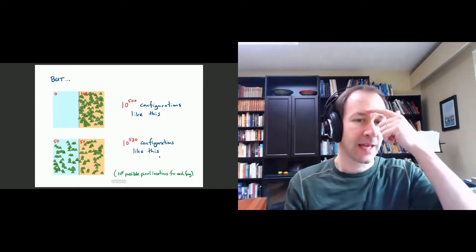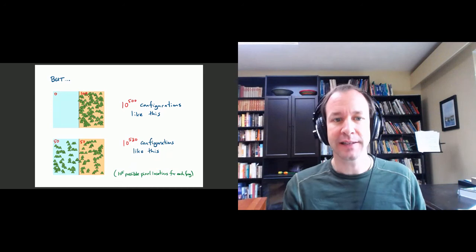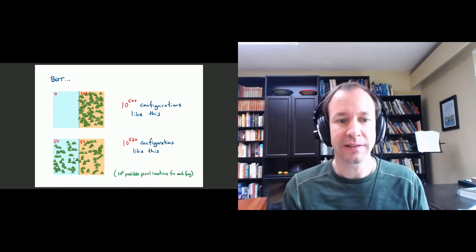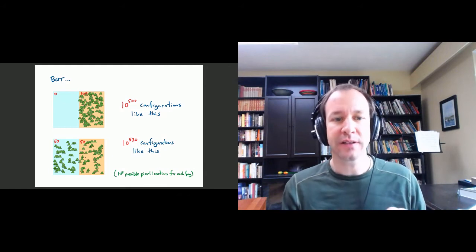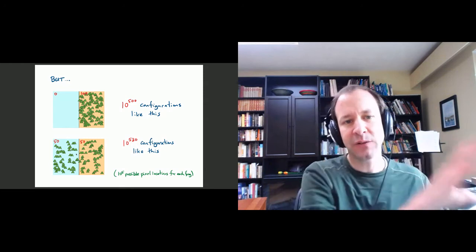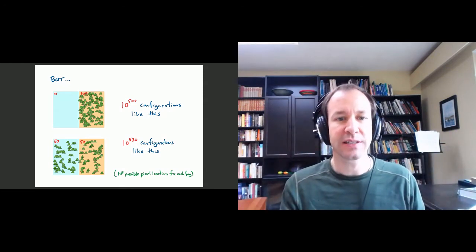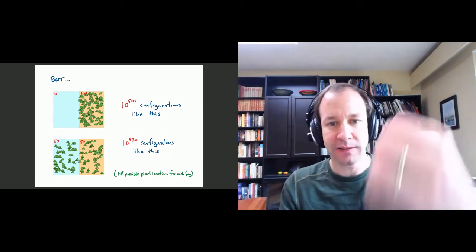However, if I ask how many configurations are there that look like this one versus how many configurations there are that look like this one, then it turns out there are way more configurations that look like this one with an equal number of frogs on the left and right, compared with configurations like this one, where I have many more frogs on the right.